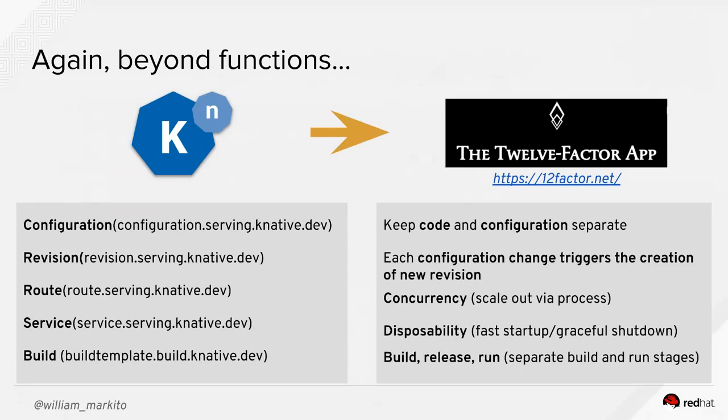So the idea to keep code and configuration separate, the idea to trigger a new revision for every single change you make in your source code, how you're going to handle concurrency, disposability. Again, that's something that is natural for a serverless platform. And then the idea of separating the build steps from the running steps, from releasing, all of that you already get out of the box from these high-level constructs in Knative.